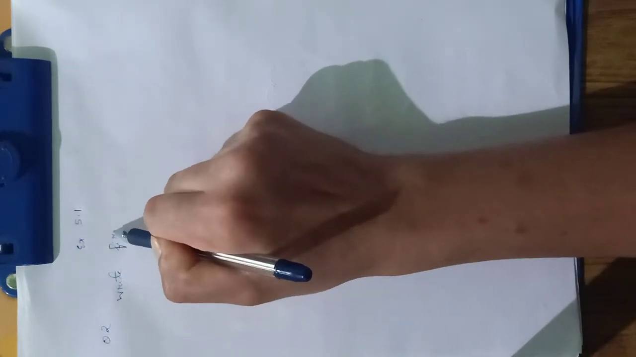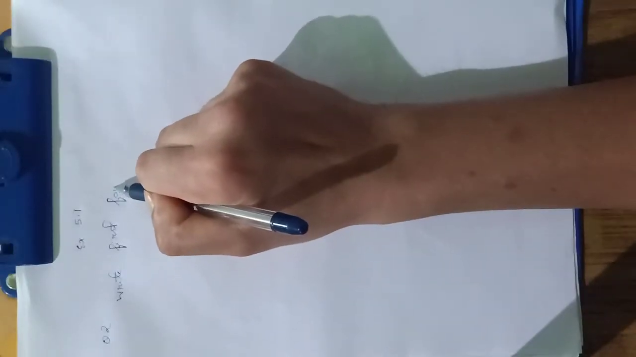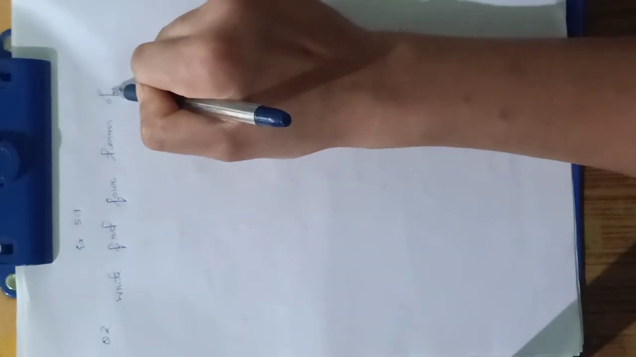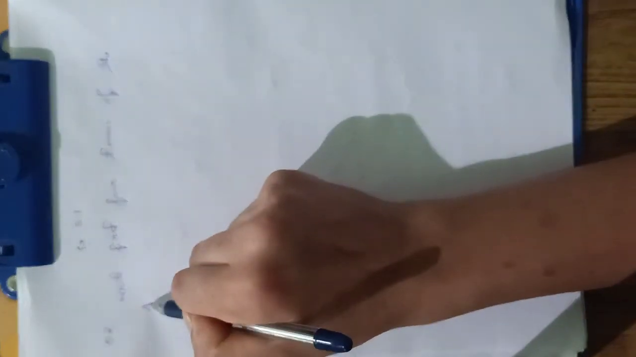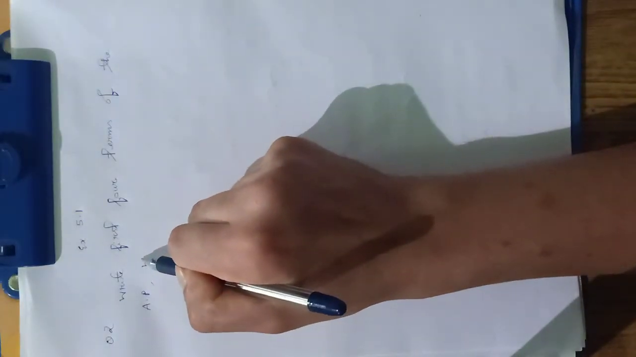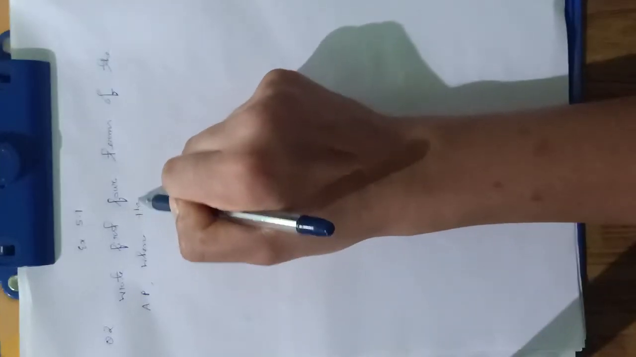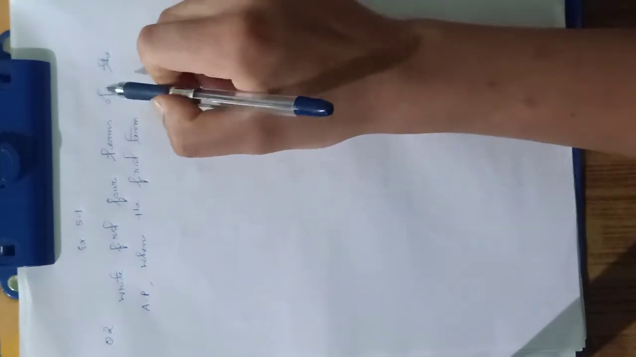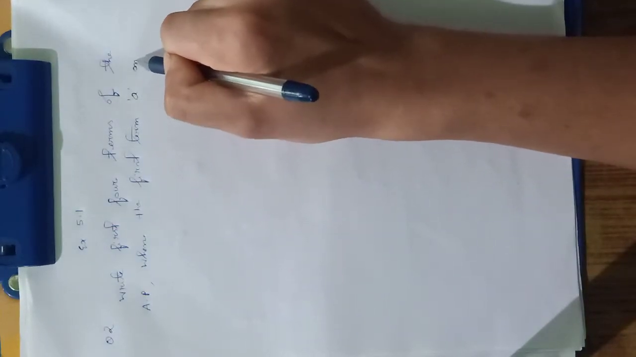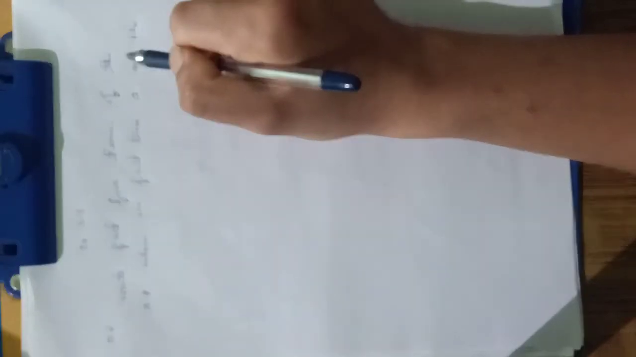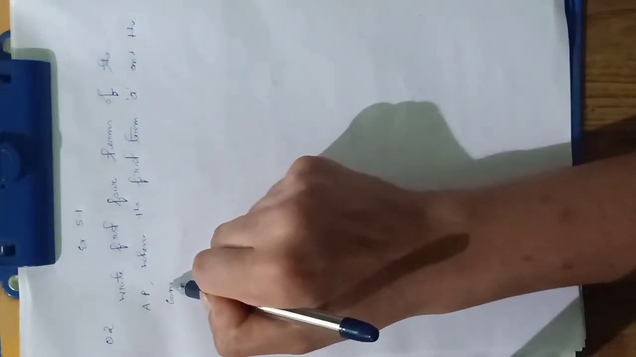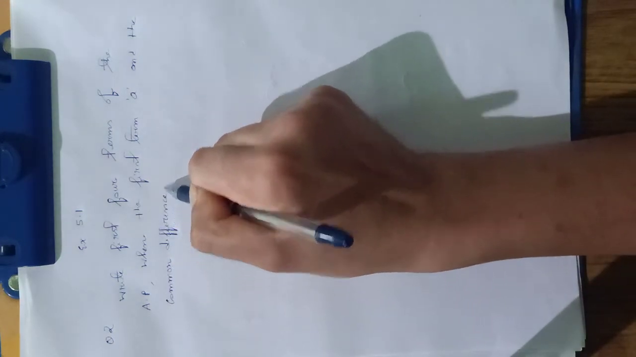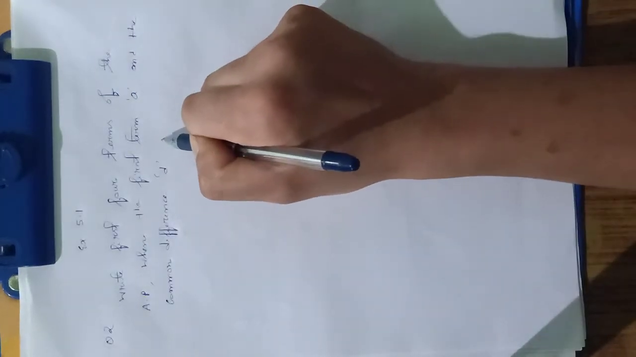It is: write the first 4 terms of the given AP, arithmetic progression, when the first term A and the common difference D are given.